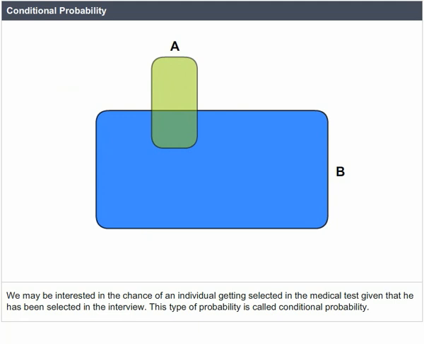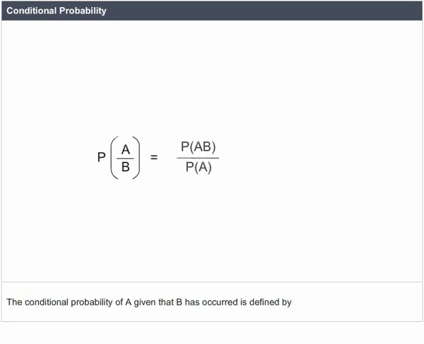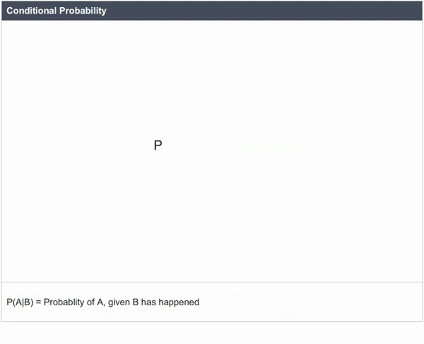A, B. Probability of A given B is equal to probability of A intersection B divided by probability of A, provided probability of A is not equal to 0. The conditional probability of A given that B has occurred is defined by probability of A given B is equal to probability of A intersection B divided by probability of B. Probability of A given B means the probability of A given B has happened.